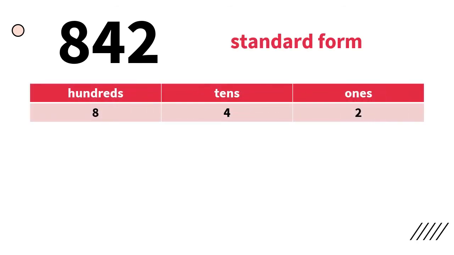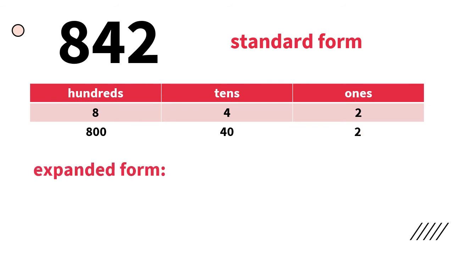If I have 842, that's written in standard form. I can put that number into my place value chart. 8 in the hundreds column, 4 in the tens column, and 2 in the ones column. And I'm going to assign each of those digits a value. 8 in the hundreds column means that's 800. 4 in the tens column means that's 40. 2 in the ones column means that's 2.